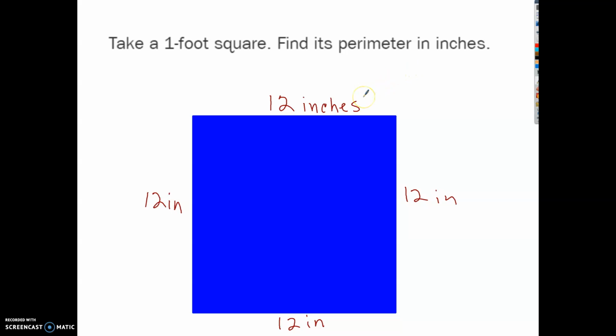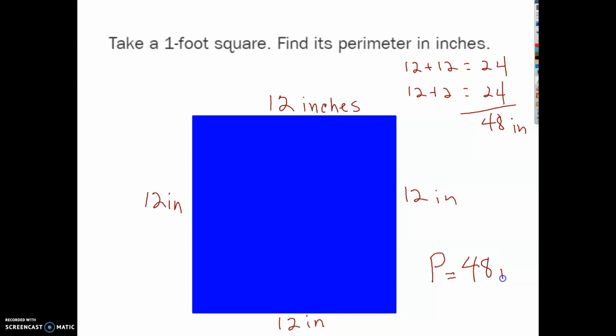So I could go 12 plus 12, and that's 24. And then another 12 plus 12, and that's 24. So 48 inches is the perimeter. And I can write that as P for perimeter equals 48 inches.